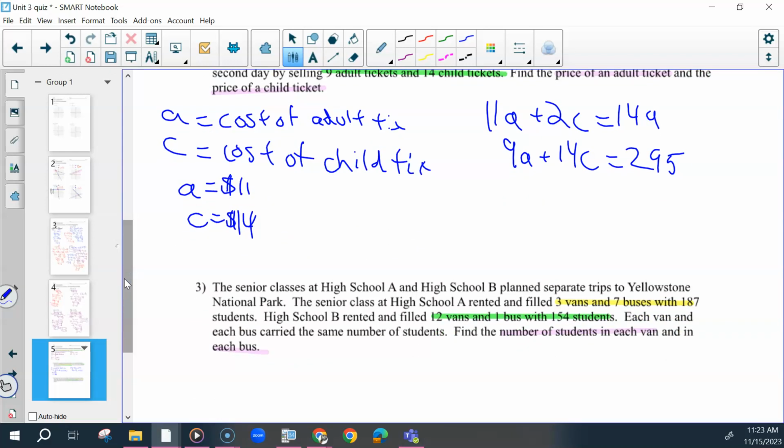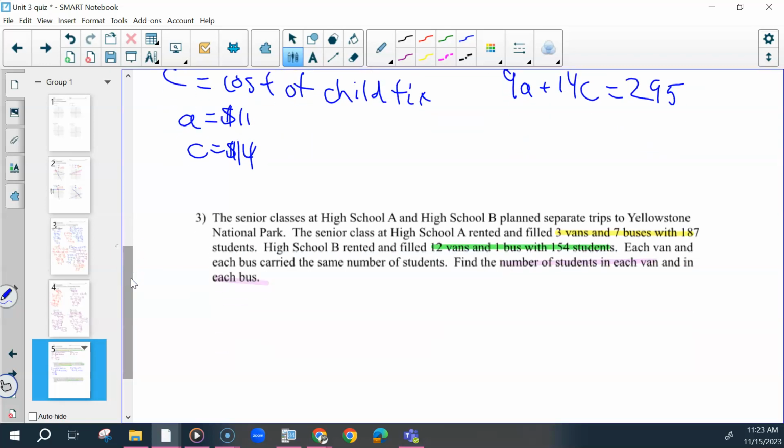The setup would be very similar for number 3 because you're given 6 numbers. So these would need to be number of students in each van and each bus.